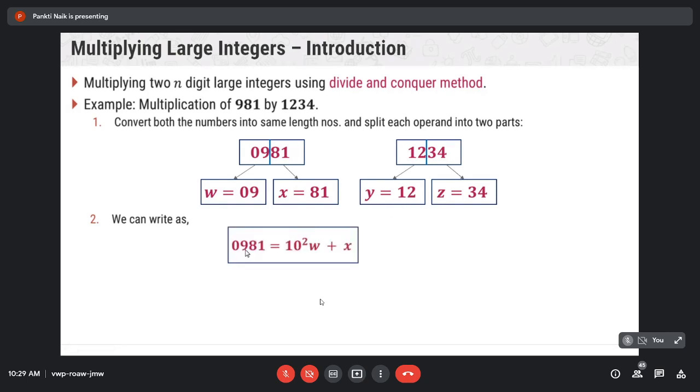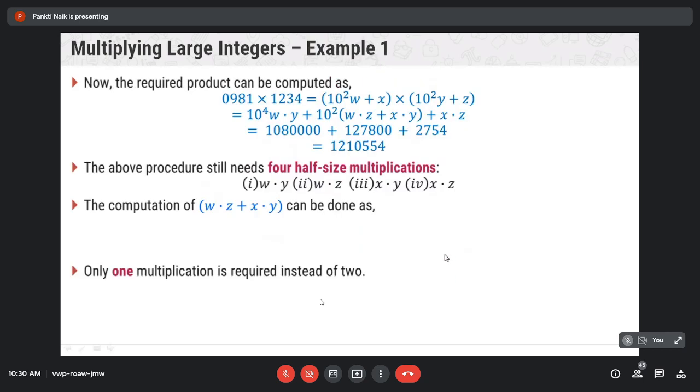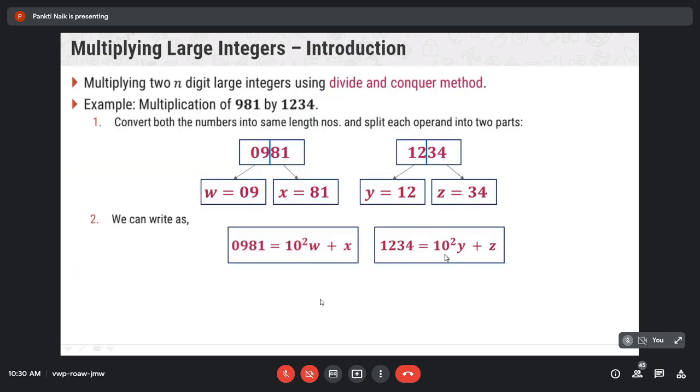Now we can write 0981 is equal to 10 square W plus X. 10 square into 09, that is 0900, plus X. Getting how it comes? And 1234 means 10 square Y, so 10 square into 12 plus 34. Did everyone understand up to here?